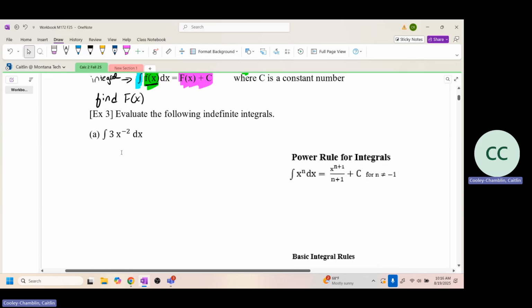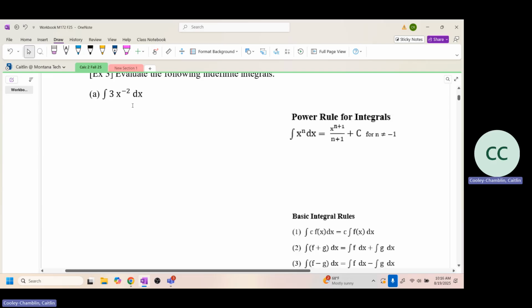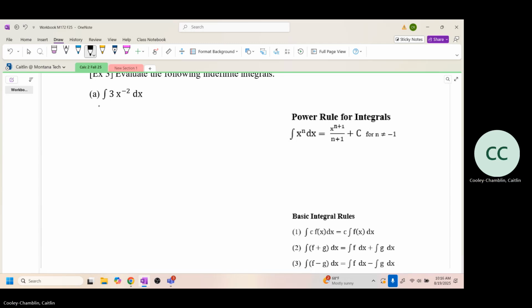All right, so this first one, I'm going to let you pause the video and work it. So pause the video now. All right, welcome back. This is just finding the antiderivative. And so when we work this, I always like to rewrite my problems: 3x to the negative 2 dx.